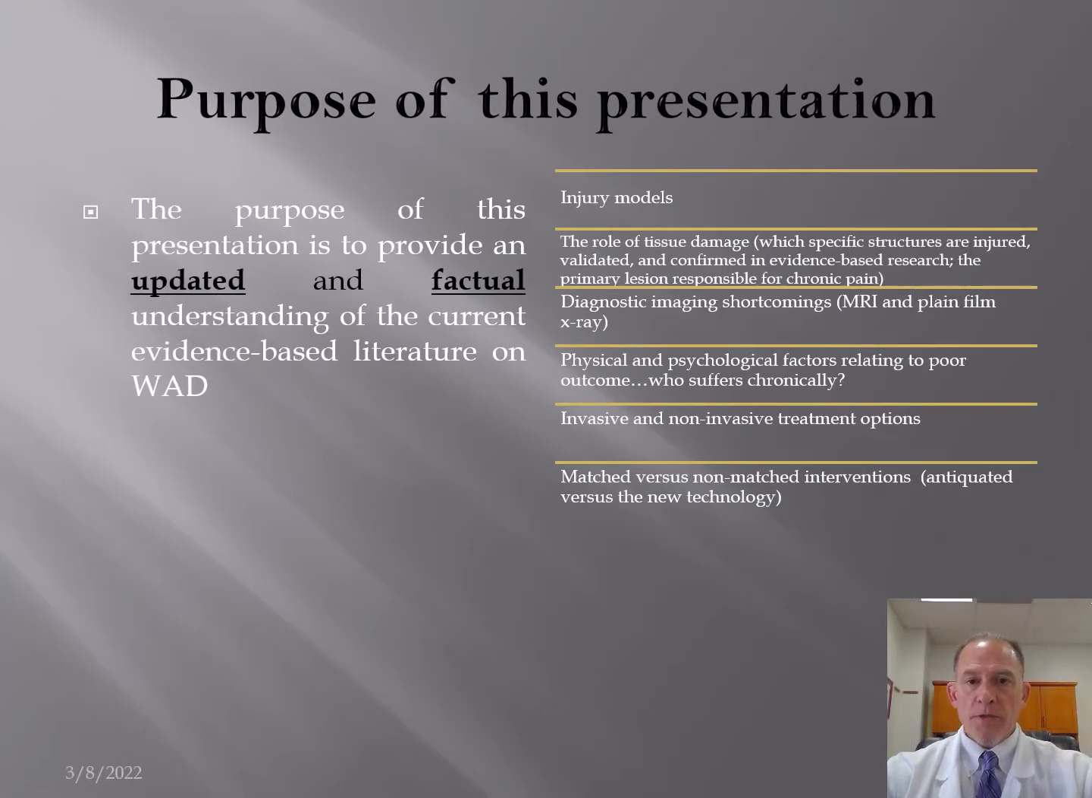The purpose of this presentation is to provide you with an updated and factual understanding of our evidence-based literature on whiplash concerning a number of topics here. So the first thing that we're going to look at are the injury models, how people get injured, and what is the mechanism of injury in whiplash. The second thing we'll look at is the role of tissue damage. Which specific tissue injury sites are responsible for acute and chronic pain following whiplash?